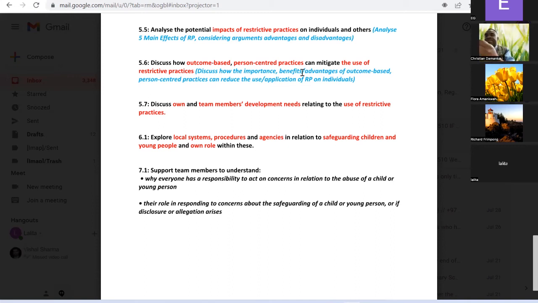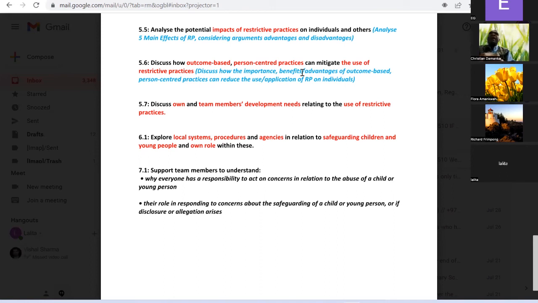Explore local systems. What are the local? So everyone, you have to write in relation to your local authority area, okay, your local area. You have to find out which local safeguarding board. I hope you are making notes. 6.1. Find out the local safeguarding board in your local area. Find out what their role and responsibilities are. Find out the safeguarding agencies.